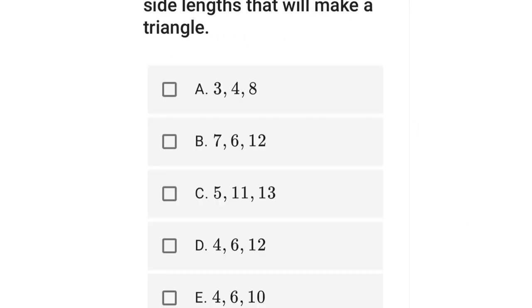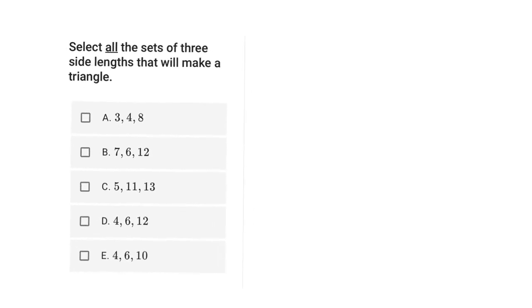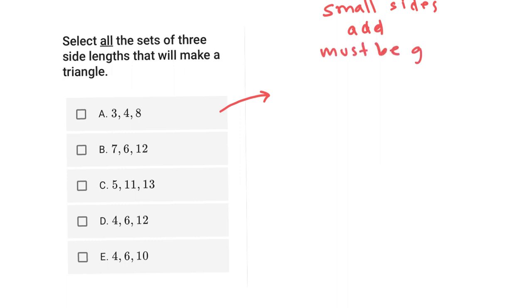All right, this question, a very simple question if you know what to do. Select all the sets of the 3 side lengths that will make a triangle. So if we start with this first one, the rule is the 2 small sides added must be greater than the largest side.